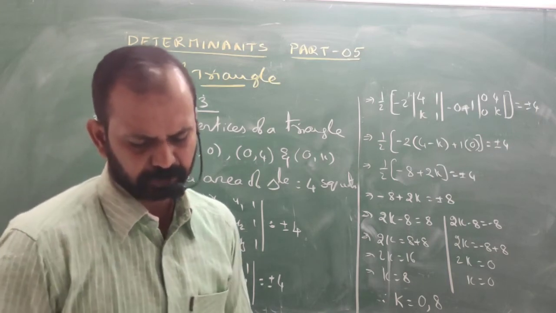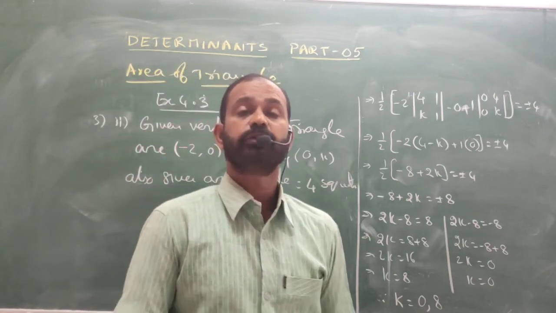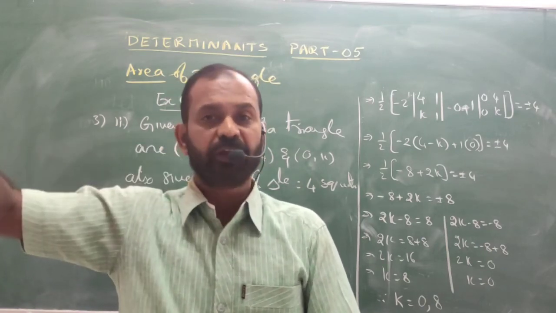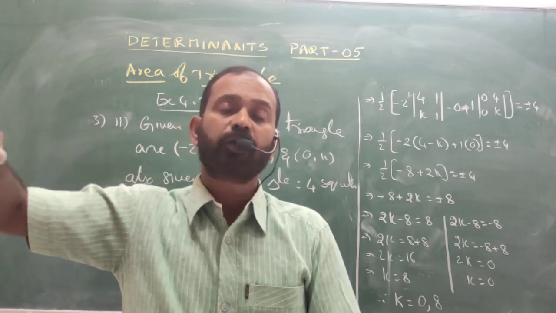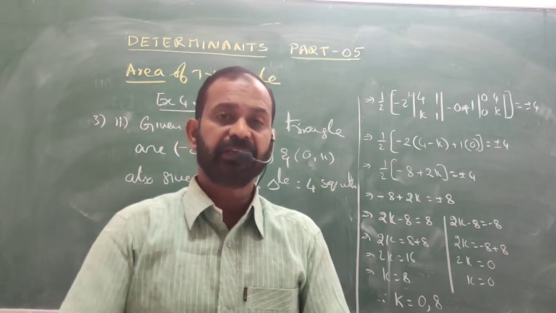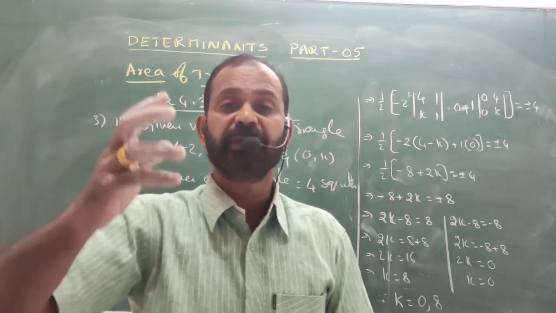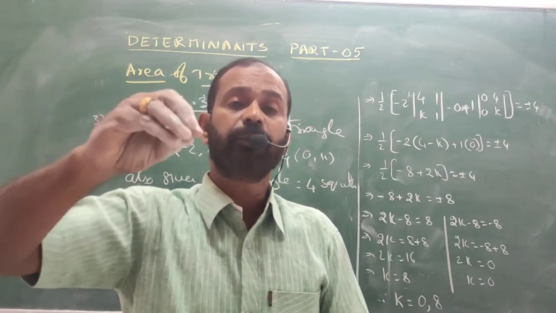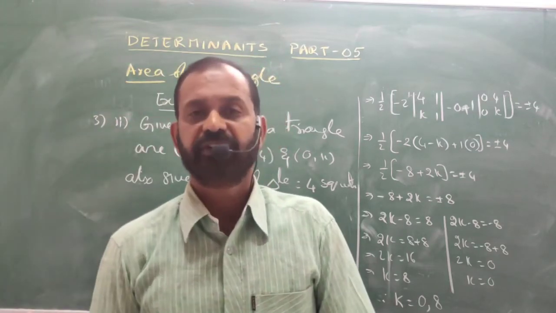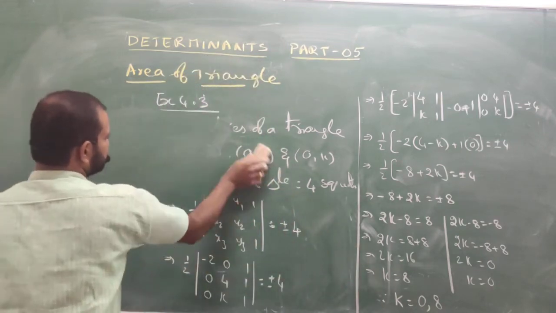Next, the fourth one: find the equation of a line joining two points. Line means points are collinear. What does collinear mean? The area of the triangle is zero. But here, you have to find the equation of a line. That means take any general point x, y on this line and show that the area of the triangle is 0.